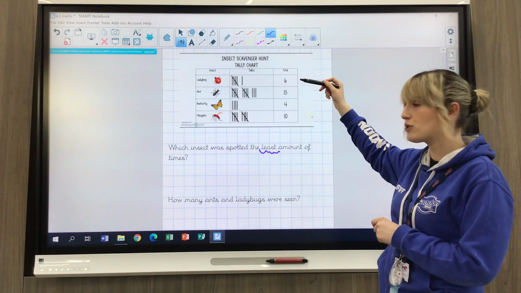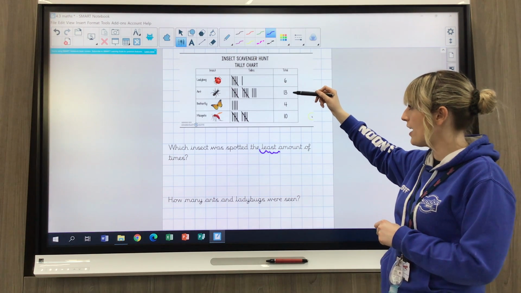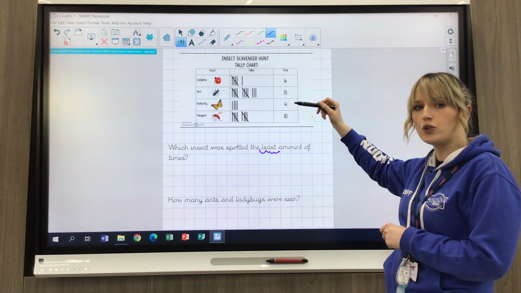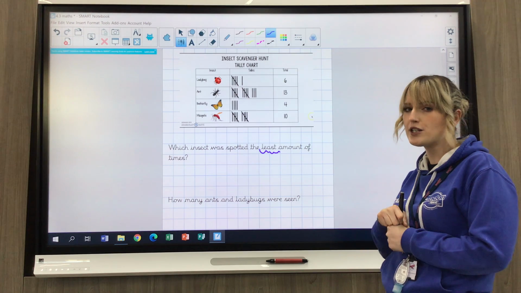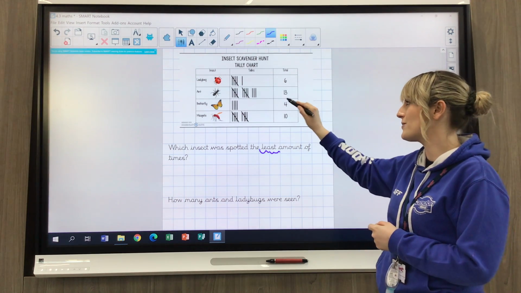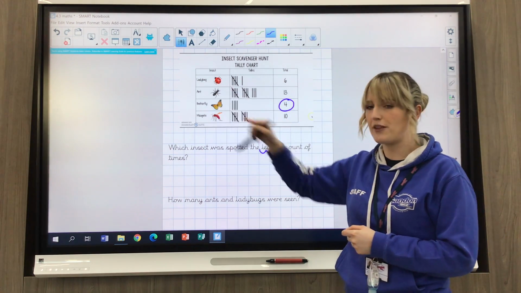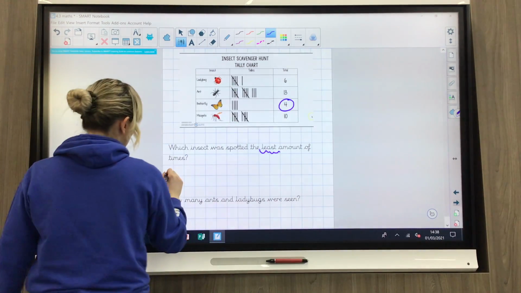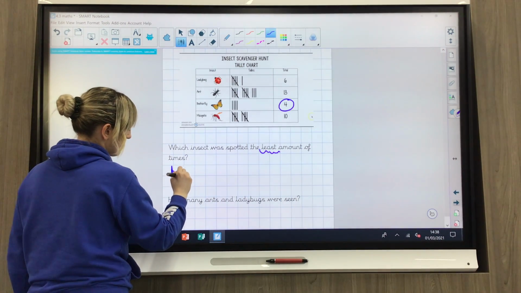So if we look at the totals, we can see that we've got a 6, 13, 4 and 10. So which one's the smallest? Well done if you said 4. So we know that the butterfly was spotted the least amount of times.